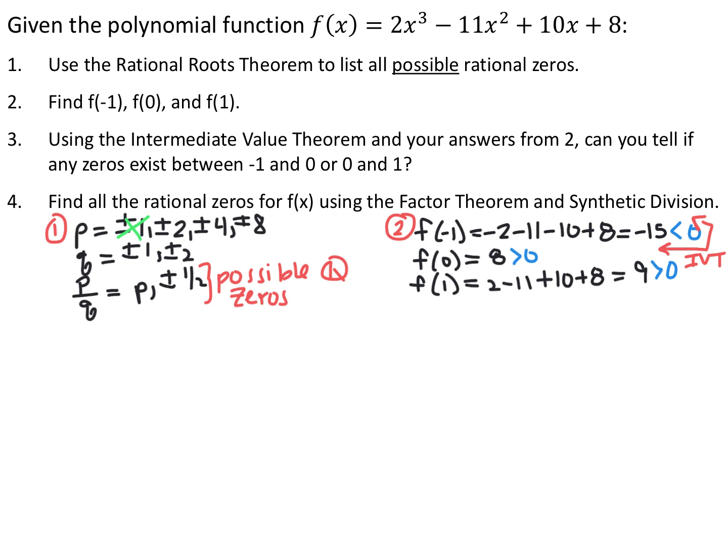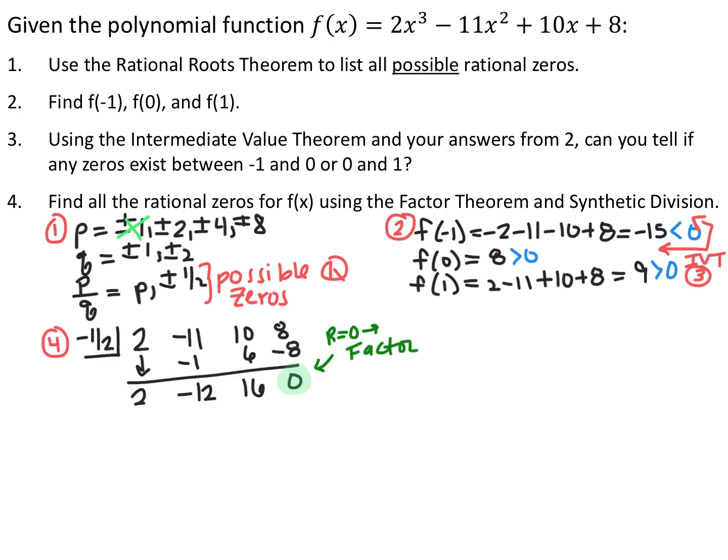If I go over to my list here, x equals -1/2, because that's between -1 and 0, is going to be a rational 0. So then I'm going to use that with synthetic division and test to see if I get a factor. I plugged in x equals -1/2 into my synthetic division, did the division, and got my remainder to be 0. So using the factor theorem, that means that x equals -1/2 has to be a 0 of my polynomial. We've now found one of our zeros.